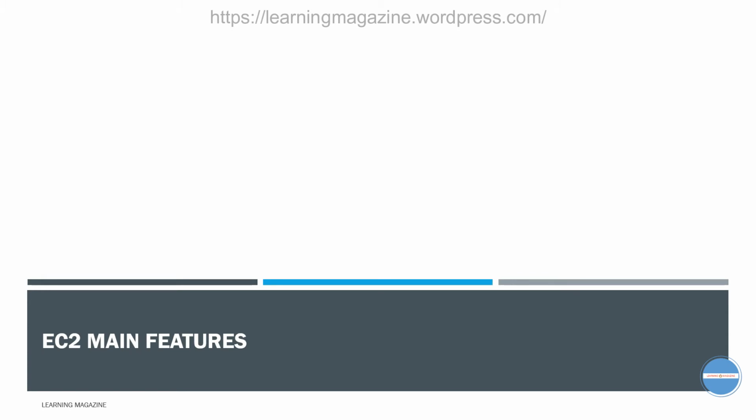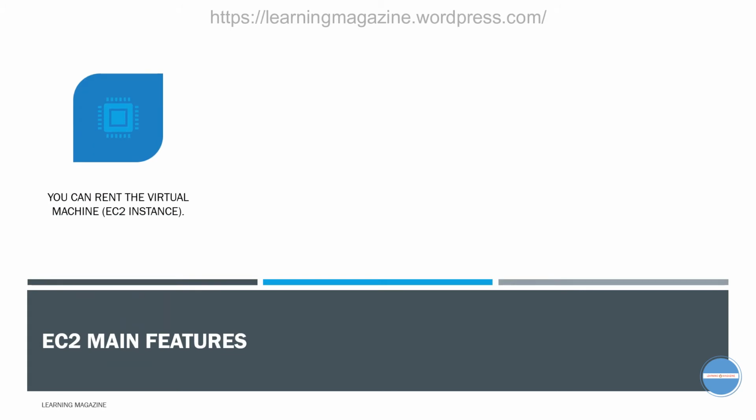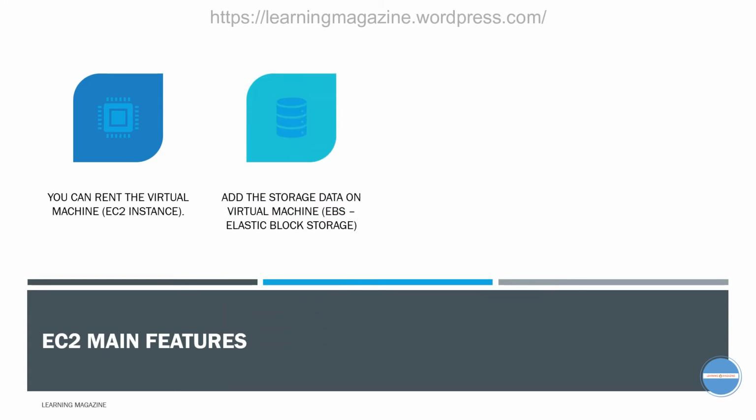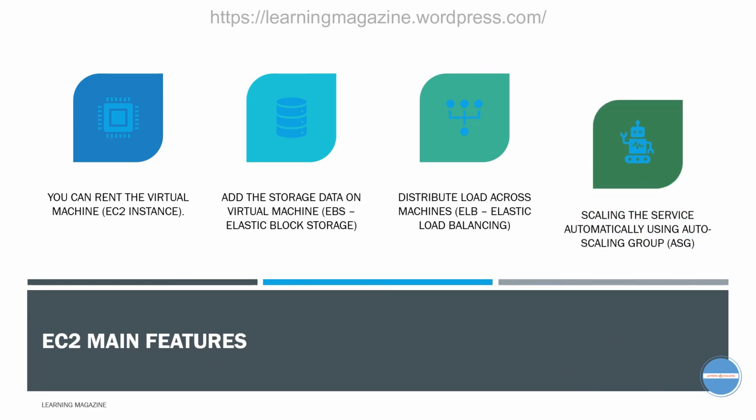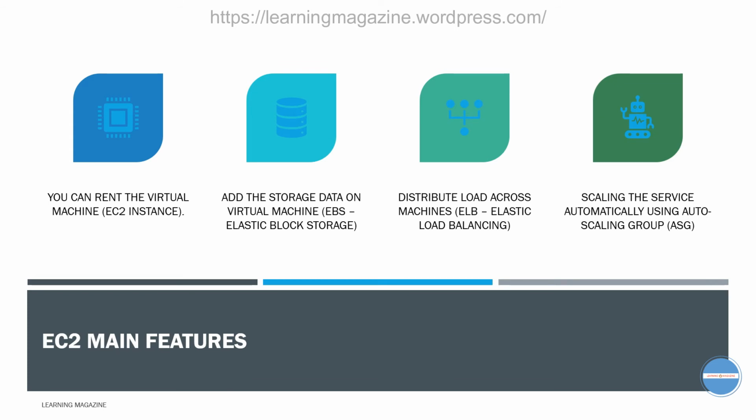Let's understand the main feature of AWS which makes it special and easier. You can rent the virtual machine. This is called the EC2 instance. Add the storage data on virtual machine. This is called the EBS or Elastic Block Storage. EC2 makes distribution of load across machines equally. This is known as ELB or Elastic Load Balancing. Scaling the service automatically using Auto-Scaling Group, or ASG. EC2 instance will scale up or down in terms of resources automatically based on the load.